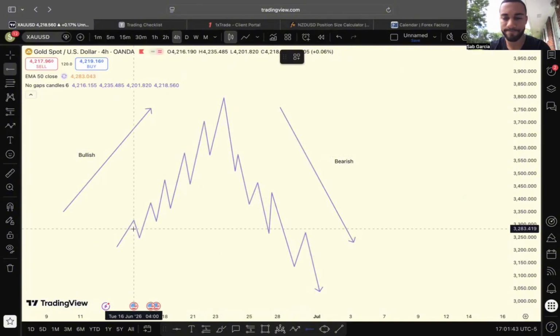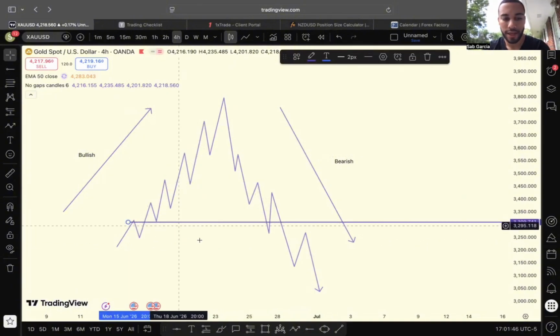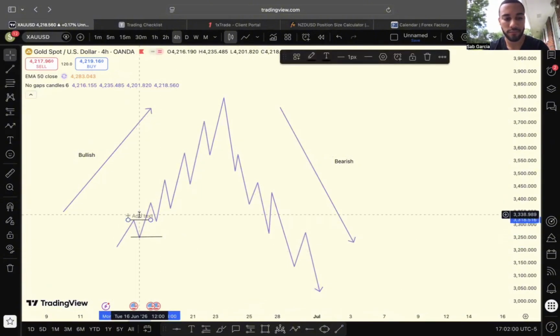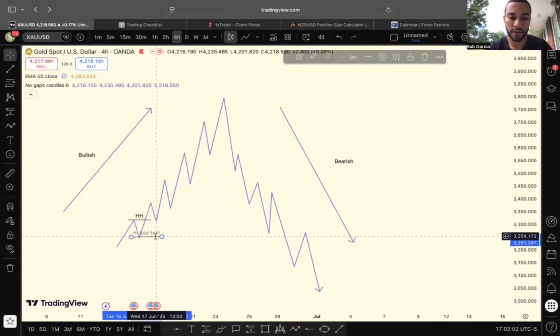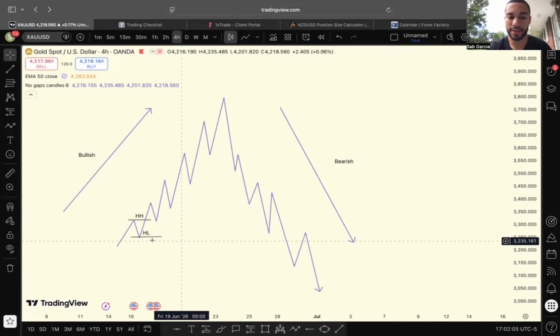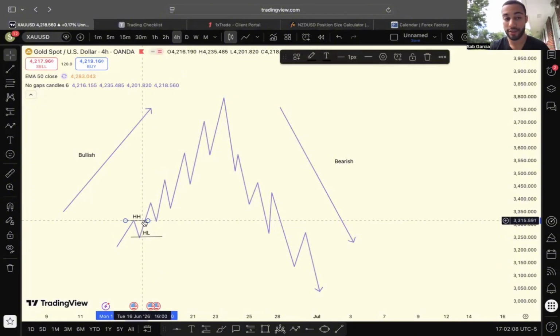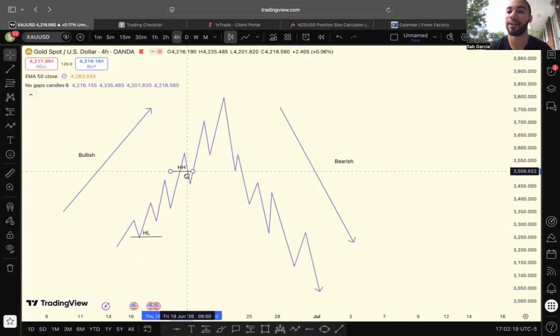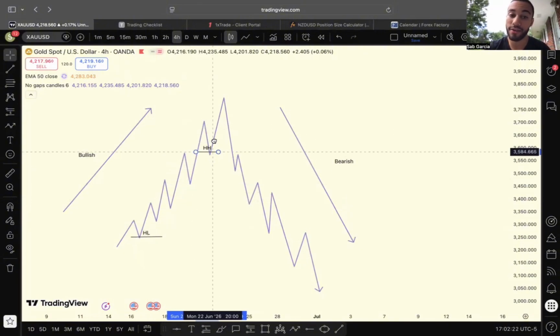So the bullish market, when it goes up and down, it has different types of retracements. So for example, it went up right here, and then it came back down right here. This right here is known as a higher high. This right here is known as a higher low. So the bullish market moves with higher highs and higher lows. As you can see, it went higher high, higher low, higher high, higher low, and so on.